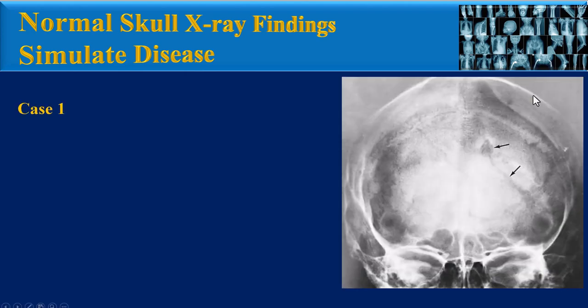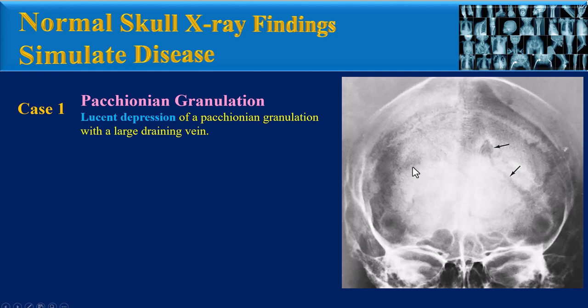Case 1. This frontal skull X-ray view shows a partially well-defined lucency with a thick lucent band. What do you think? At first it seems we have a destructive lytic lesion, but really it's a Pacchionian granulation, and the image shows lucent depression of a Pacchionian granulation with a large draining vein.